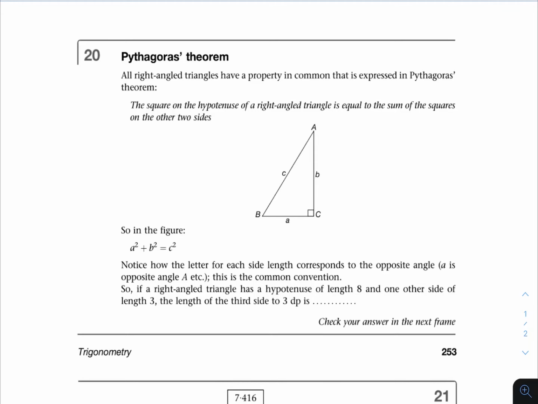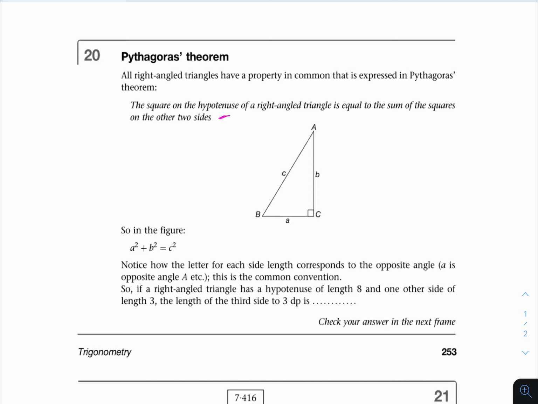So we're now on Pythagoras' theorem, which I think all of us pretty much know. Mostly you should remember it from school, but if you don't, that's what we're here for. So let's get started. All right angle triangles have a property in common that is expressed in Pythagoras' theorem. The square on the hypotenuse of a right angle triangle is equal to the sum of the squares on the other two sides. So I didn't really understand this.